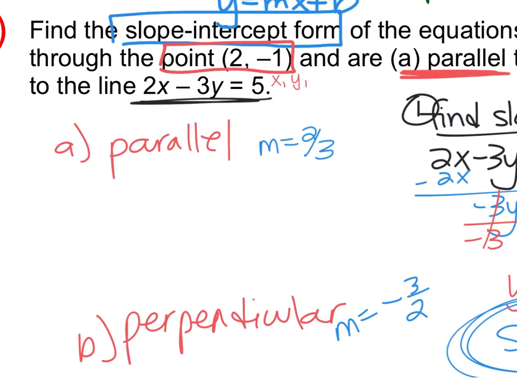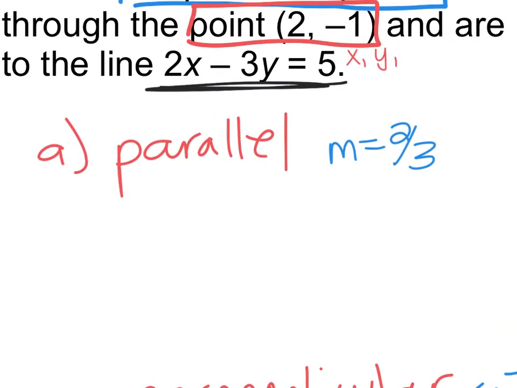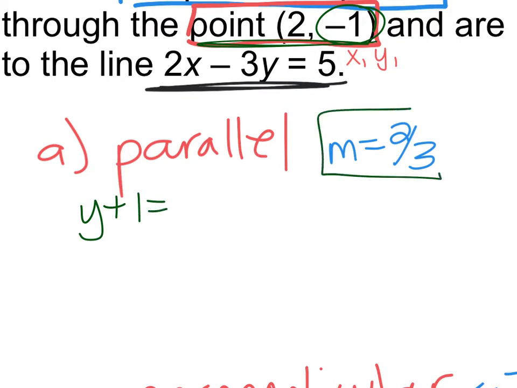Now the other piece of information they give us is the point. So we need to start in point slope form. So we'll do y minus our y1 value, which was -1, so +1, equals our slope we're going to use as 2/3, and then x minus the x1, which is 2. And because we want slope-intercept form, just like before, we have to solve here. So let's see what we get.